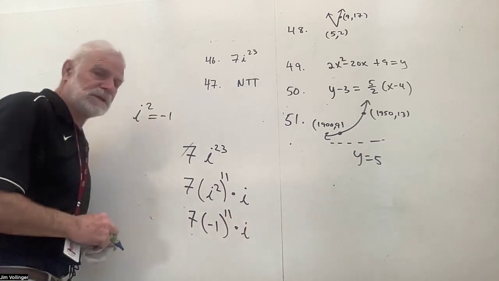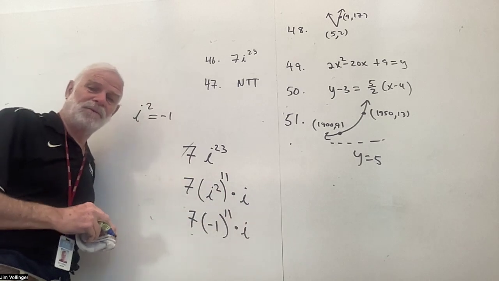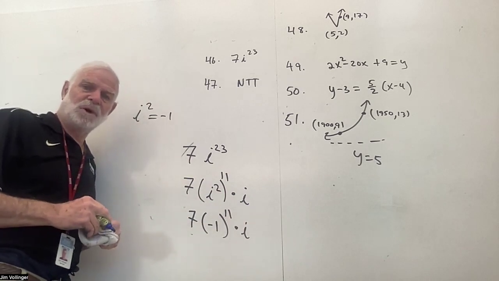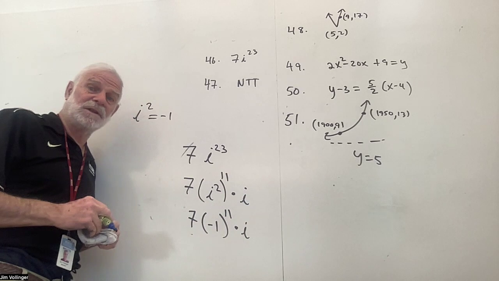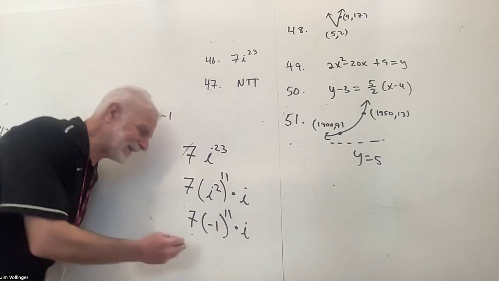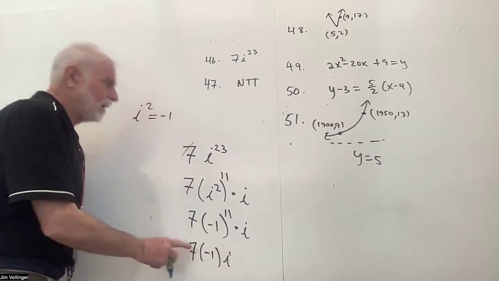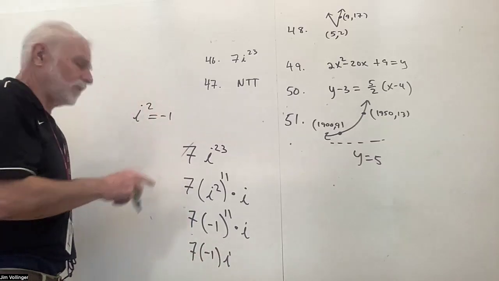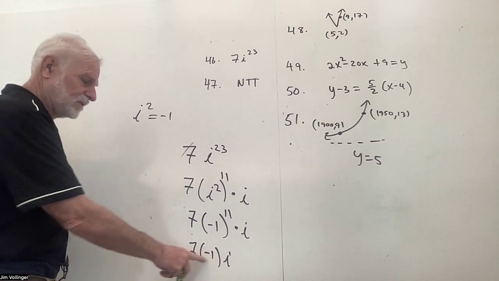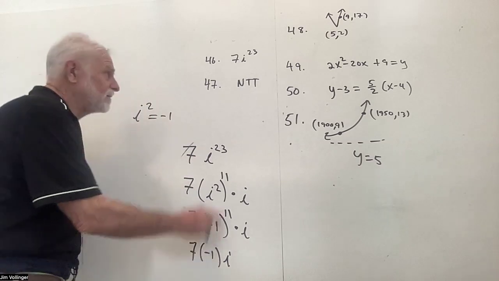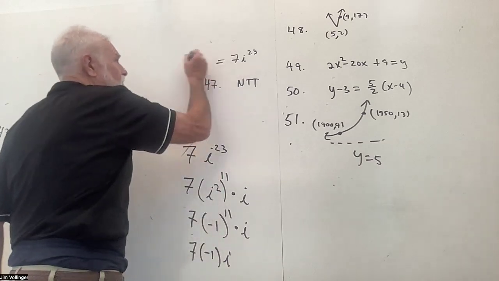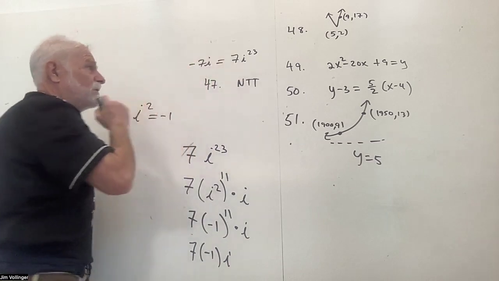So does -1 stay -1, or does it become +1 when I do -1 times -1 times -1 11 times? It stays as a -1. And so what is 7i to the 23? Simplified, -1 times 7, -7 times i. So this became -7i. Is it simpler?